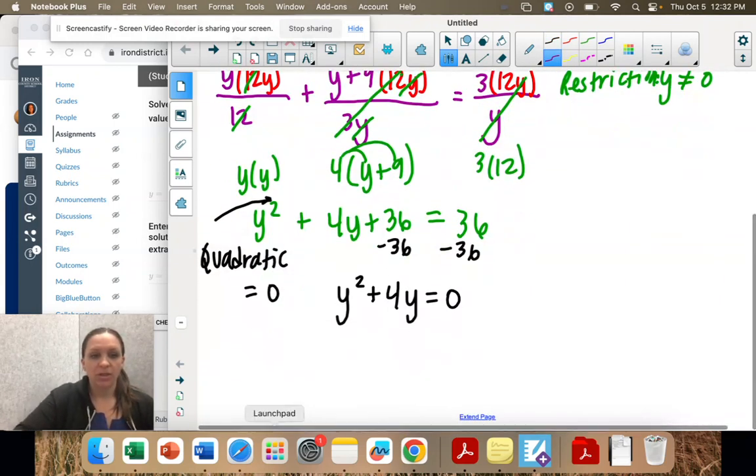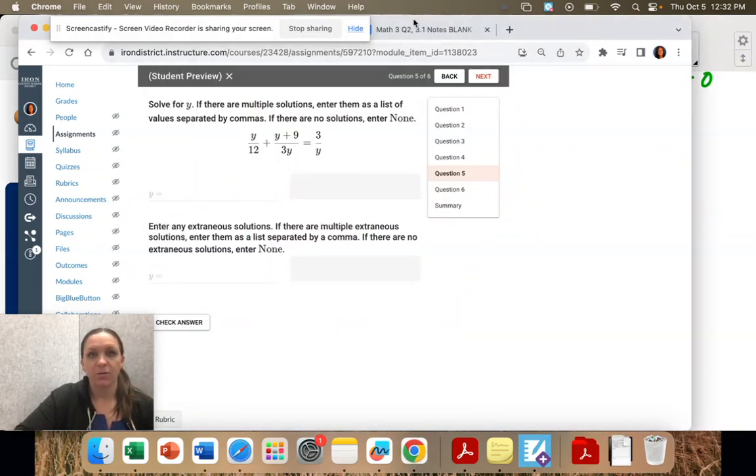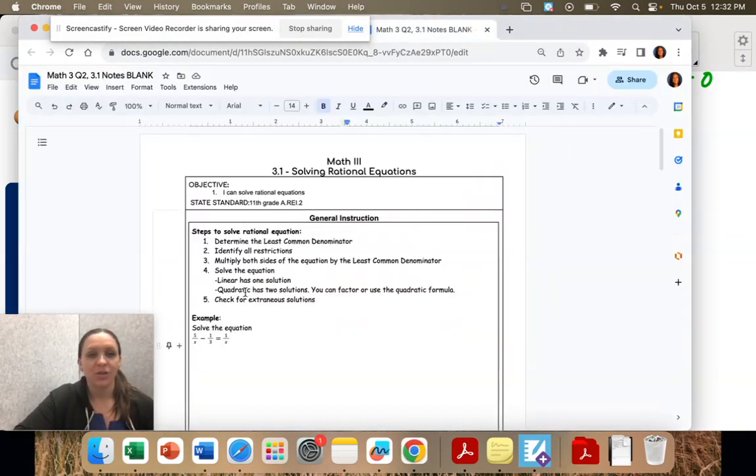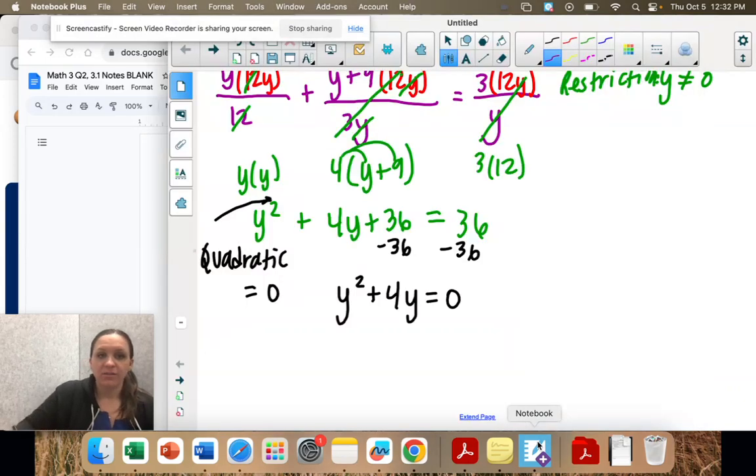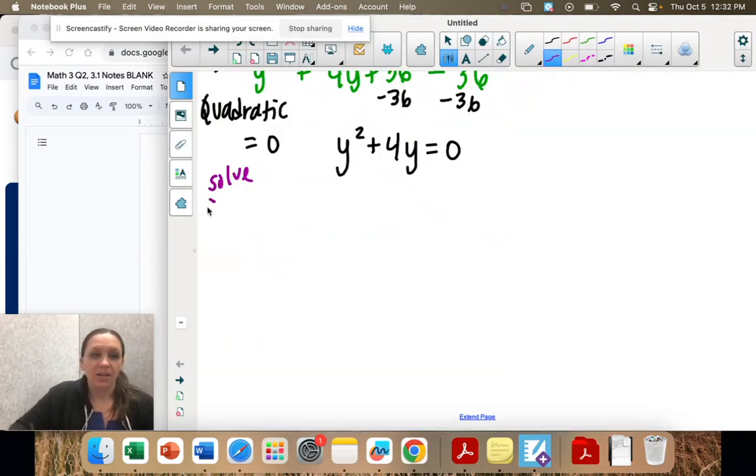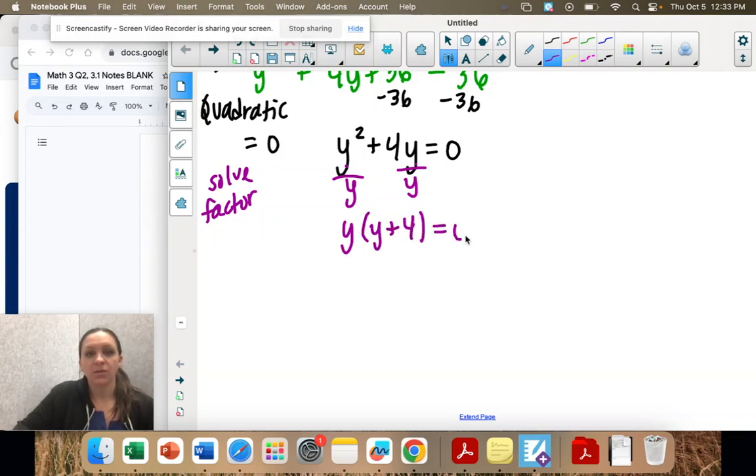Okay, step 4 is solve, I think. I'm going to go back and look at the notes. Step 4, solve. So a quadratic has 2 solutions. You can factor or use the quadratic formula. So let's solve. This one's actually way easier to factor because there are 2 terms that have the same thing. They both have y. So if I factor out the y, I'm left with y times y plus 4 equals 0. That's it. We're in factored form.